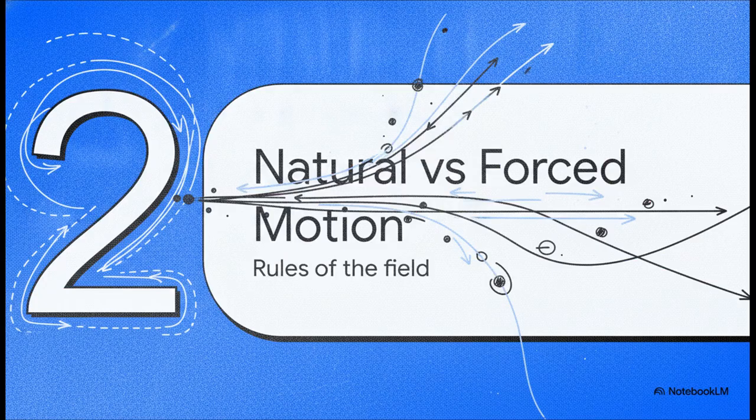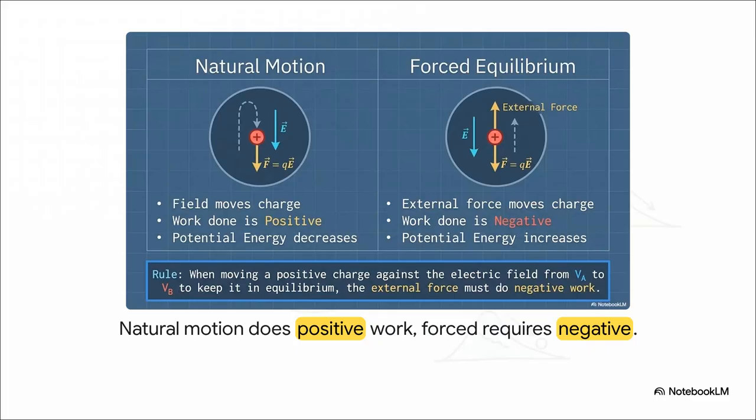Section 2. Natural versus forced motion. So check out the red positive charge on the left. It's naturally moving downward with the blue electric field arrow. Because it's just going where it naturally wants to go, the field is doing positive work. Simple enough. But now, compare that to the right side. We have an external force, that yellow arrow pointing up, pushing against the field just to keep the charge in equilibrium. Because we're actively fighting the natural downward pull of the field, this requires negative work. It's exactly like lifting a heavy box straight up against gravity.